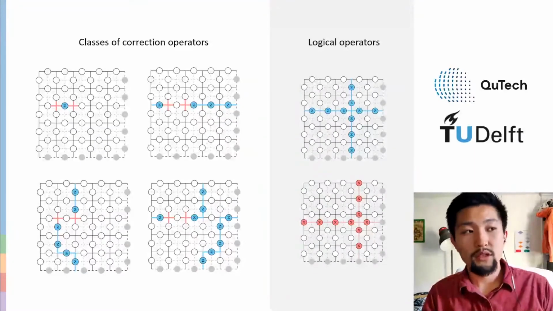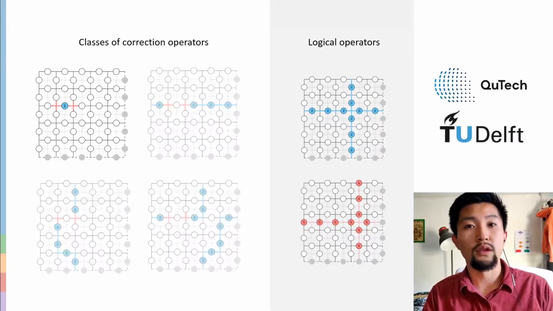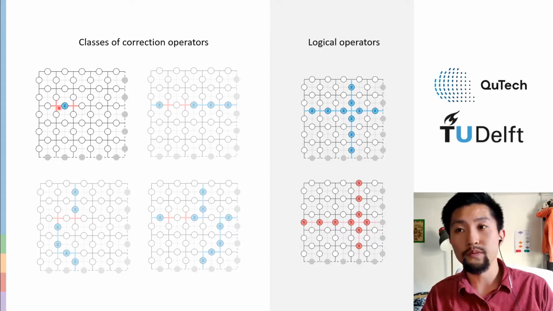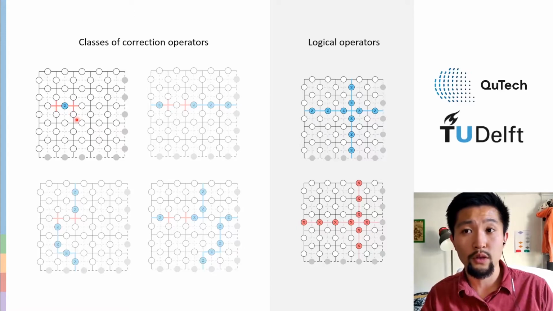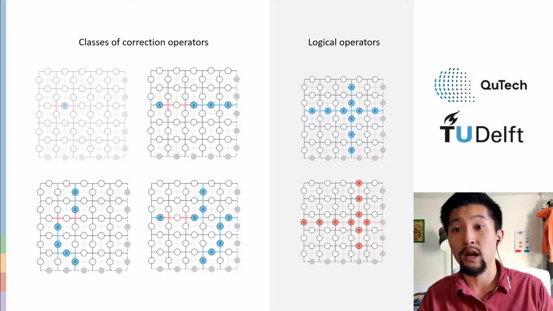Now, what does it mean to correct an error? Suppose that we have an error as pictured on the top left, that is right over here. Now, we don't exactly know on which data qubits an error has occurred. The only thing that we know are these measurements. So as per our view, the error could have been either one of these four cases or classes.